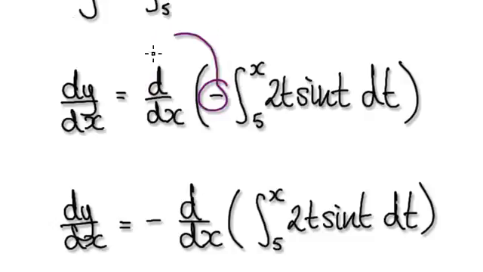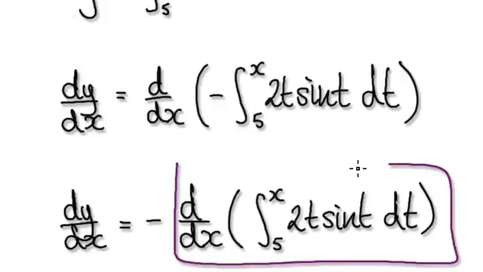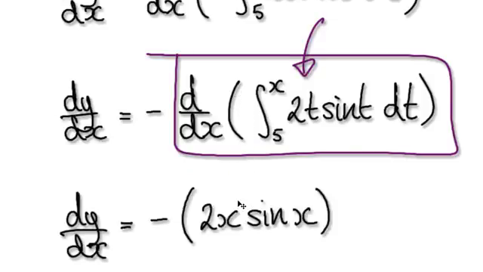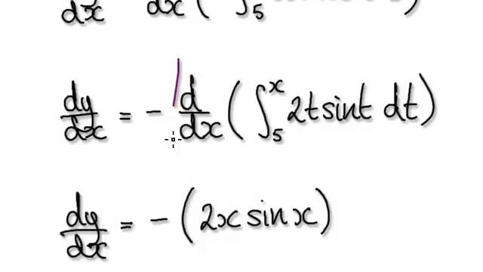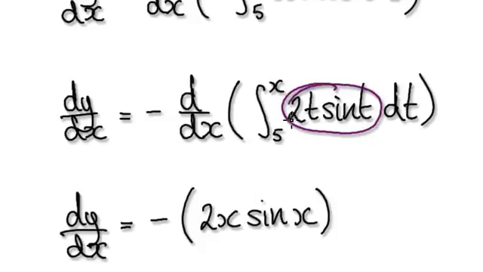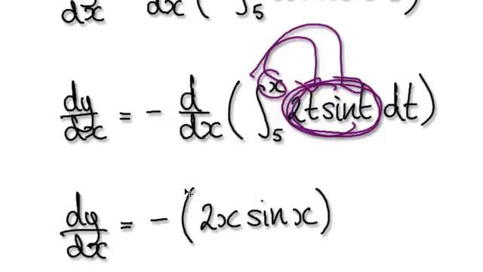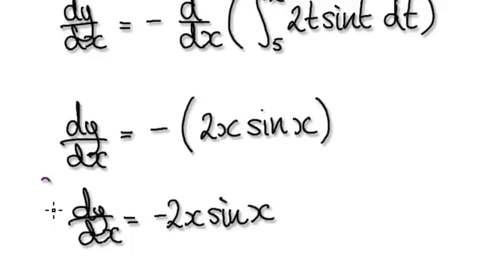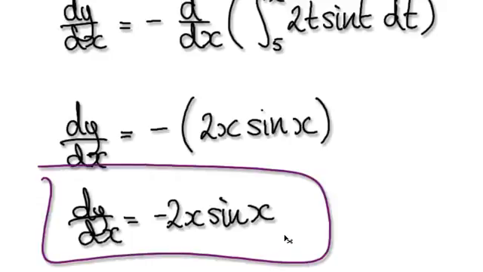Take the minus out here, and then just concentrate on evaluating this. Evaluating this is us applying the second fundamental theorem of calculus. When you differentiate this from whatever to x, you just concentrate on the function itself and then evaluate it at x. That takes you to here, and dy by dx equals this.